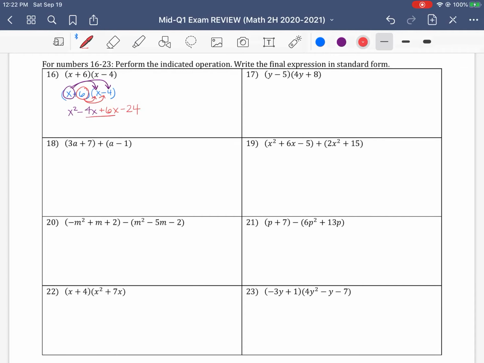Our last step is to combine like terms if we can. Those 2 middle terms both have x values, so we're going to leave the x squared in the front. Negative 4x plus 6x would leave me with a positive 2x, and then we're subtracting 24.